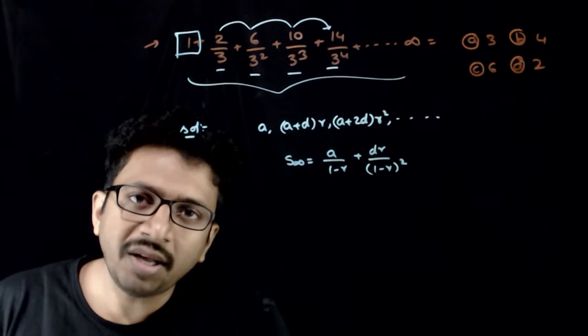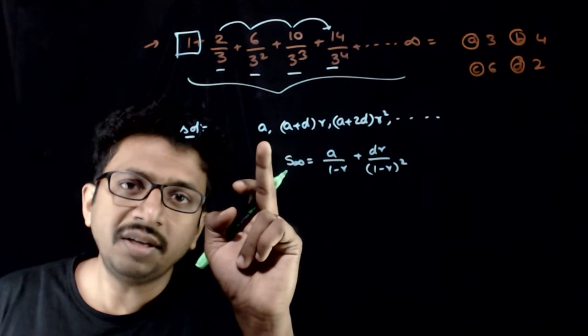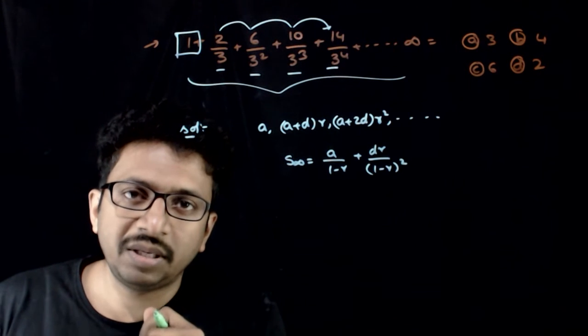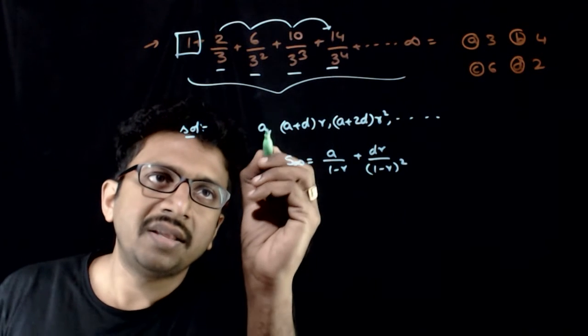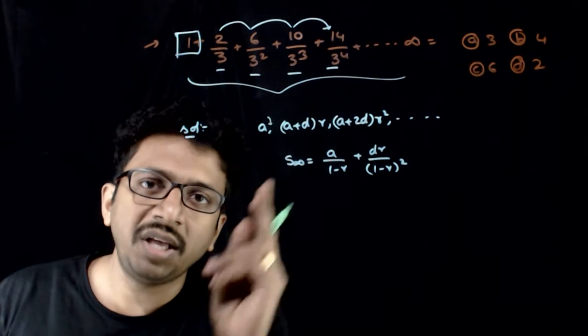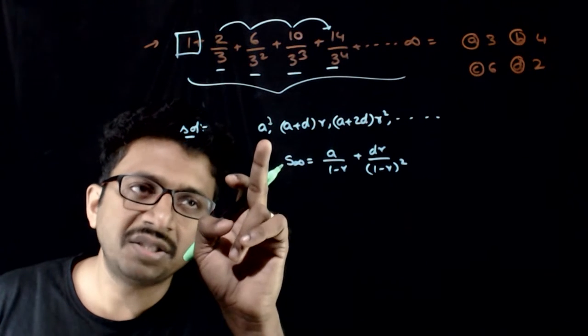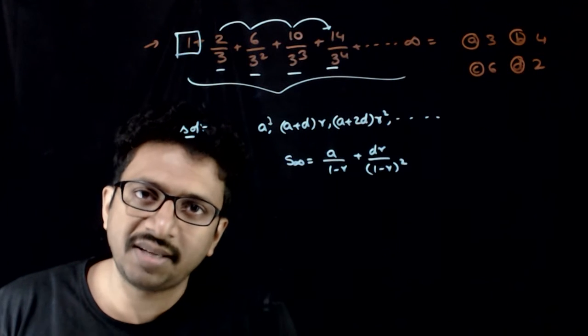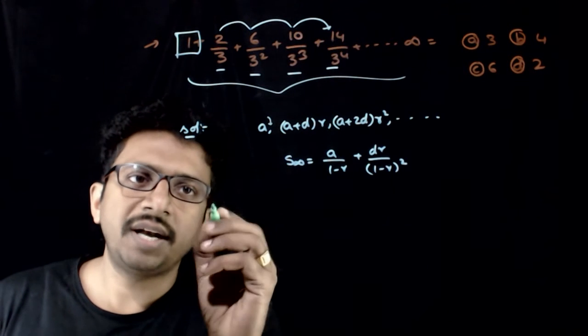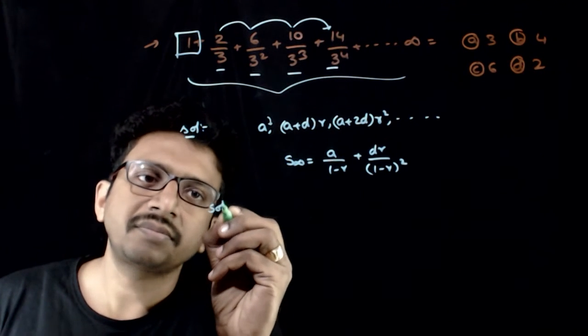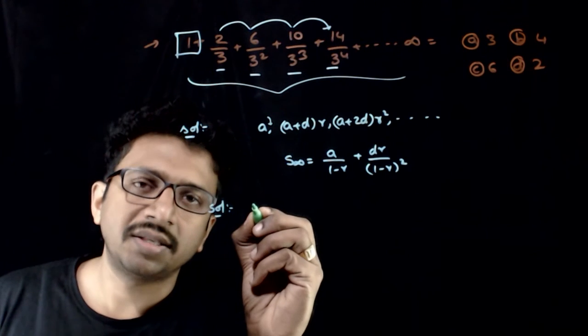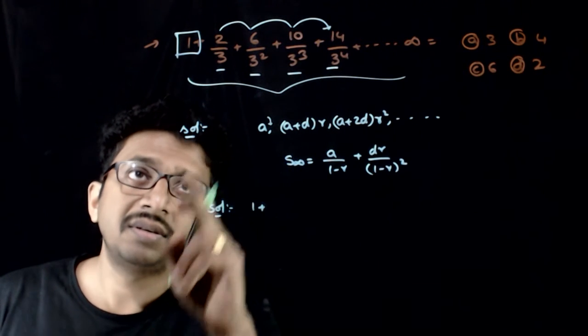To apply this formula, you should convert the given AGP into standard form. The standard form means the first term of the GP has to be equal to 1. Only if that is so, the formula can be applied exactly. So now let us apply this formula. You get the sum as 1 plus.